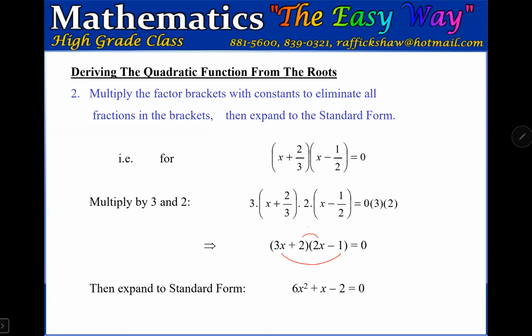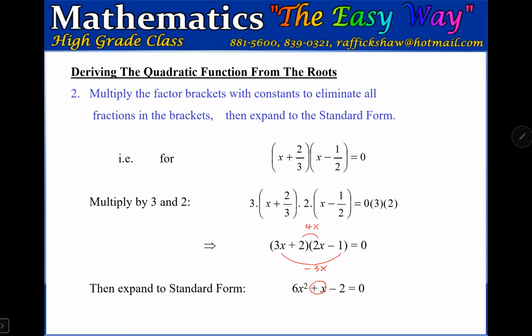Now the near product is 4x. You can see that 2 times 2x is 4x, and 3 times minus 1 is minus 3x. And you see that 4x minus 3x is plus x. So that's how we get the middle term. So the middle term is always the one that requires a little bit more work.